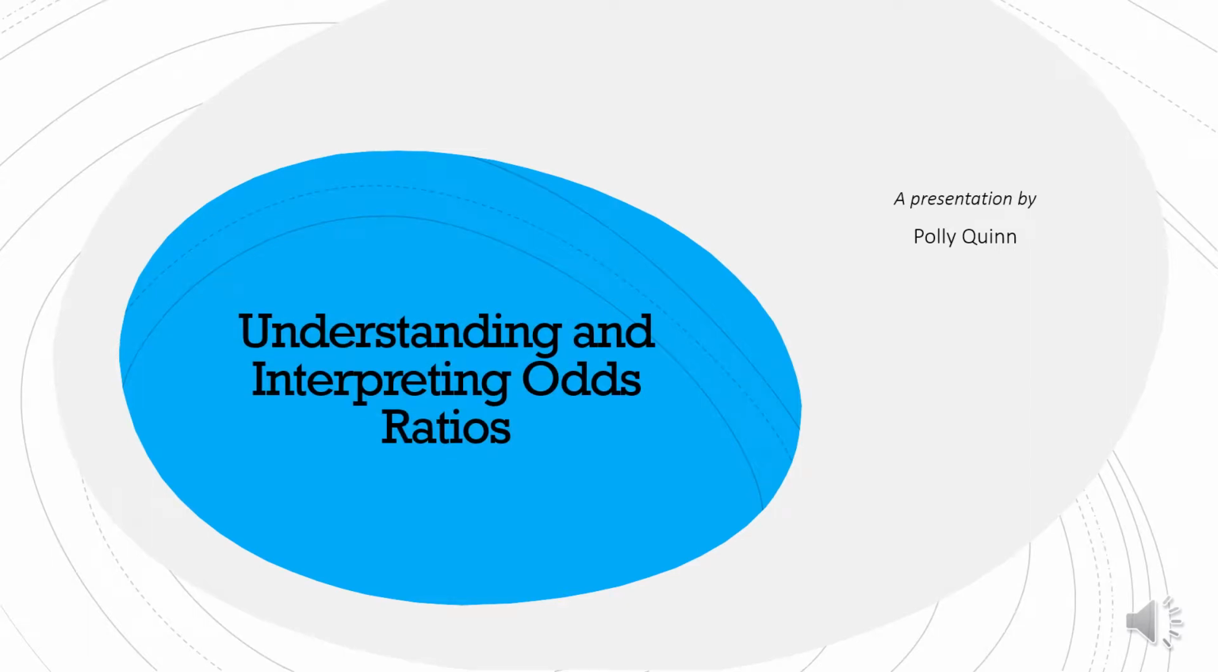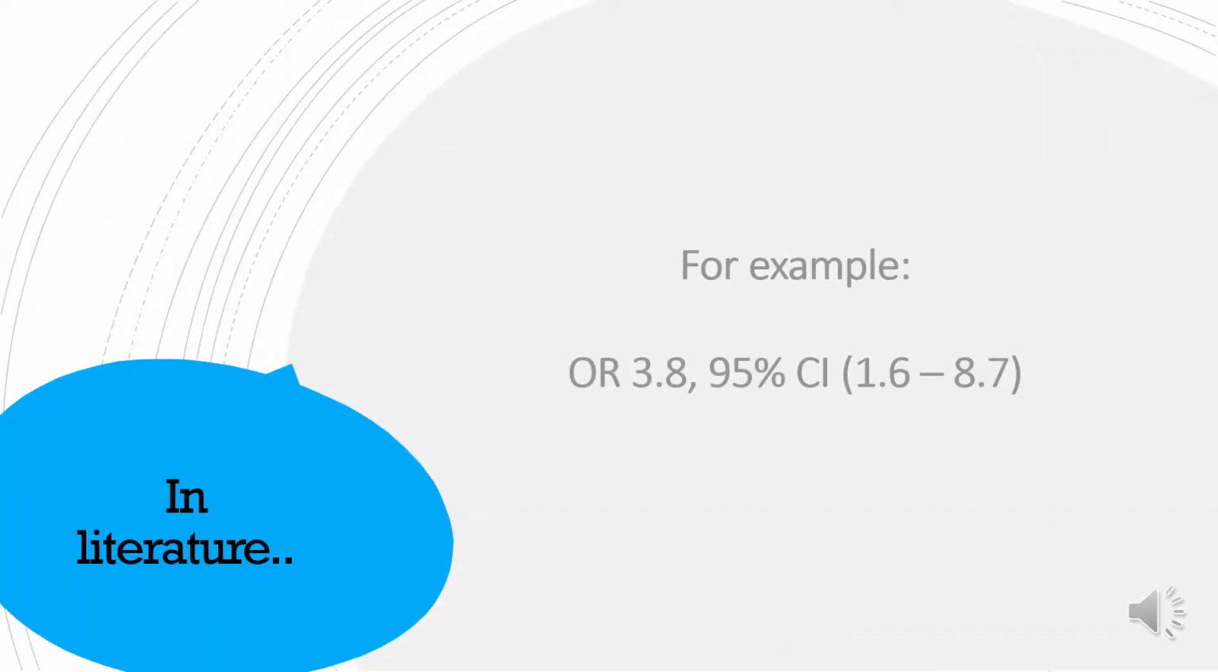This will be a presentation on understanding and interpreting odds ratios by Polly Quinn. Odds ratios are a measure you will come across in literature that are usually expressed like this. Before interpreting what these numbers mean, it's important to understand why odds ratios are used and what they're used for.